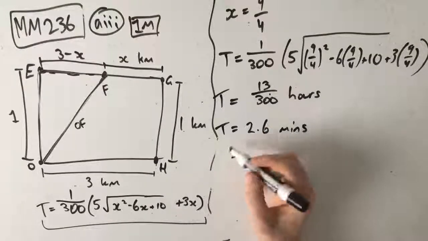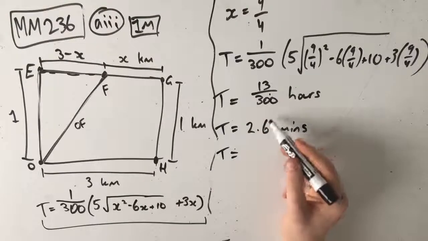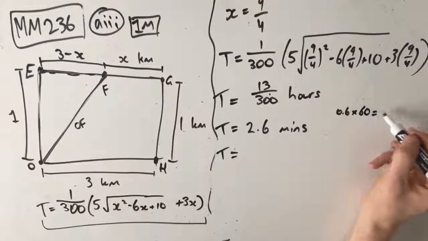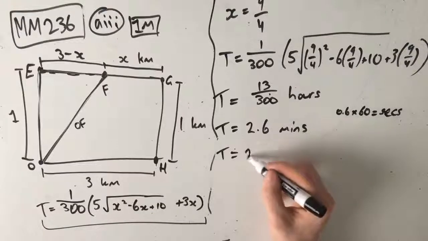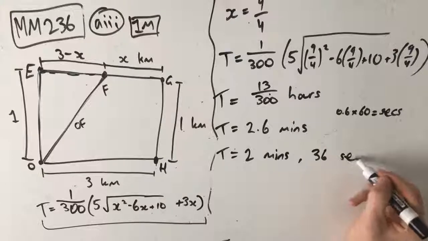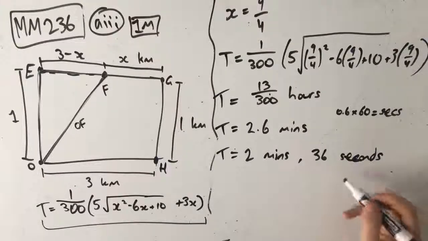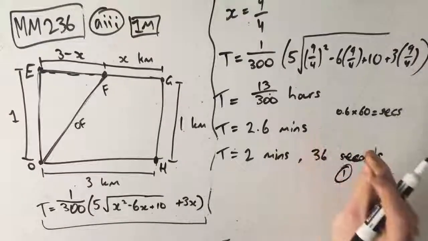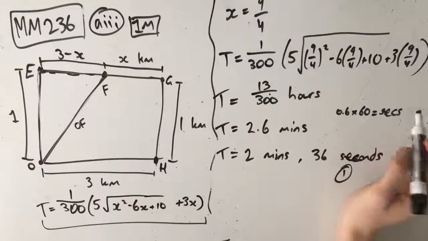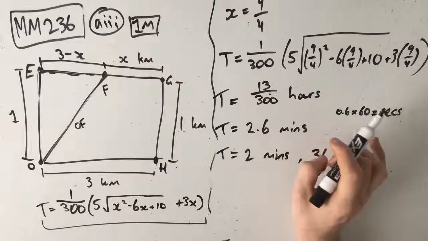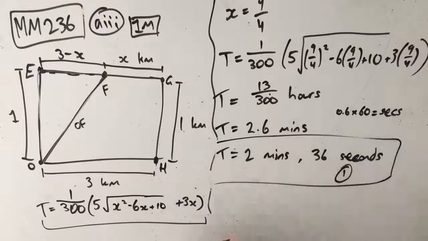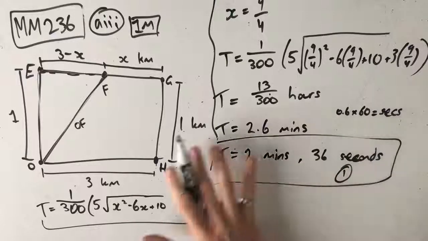Awesome. And to find our nearest second, we do 0.6 times 60 to get our seconds, which means that we get 2 minutes and 36 seconds. That's our first and only mark for this question. The biggest thing here is just making sure that you do answer it correct to the nearest second, because it's easy to make the mistake and not do that. But that's it for this question. That's our final answer. So let's move on to part B.